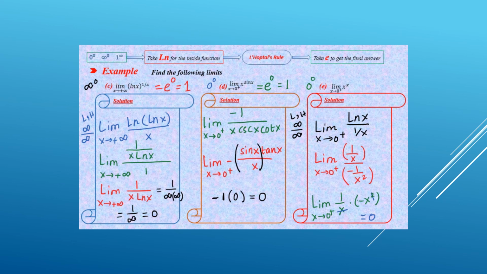Now we'll go to the last step. You have to take e to the power of the answer you have, and you will get e to the power 0, which is equal to 1, and that's it.